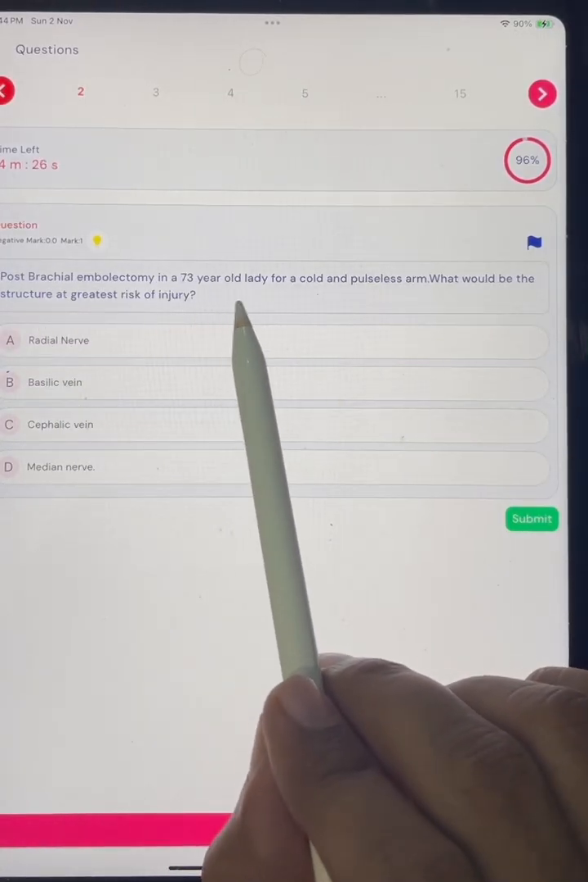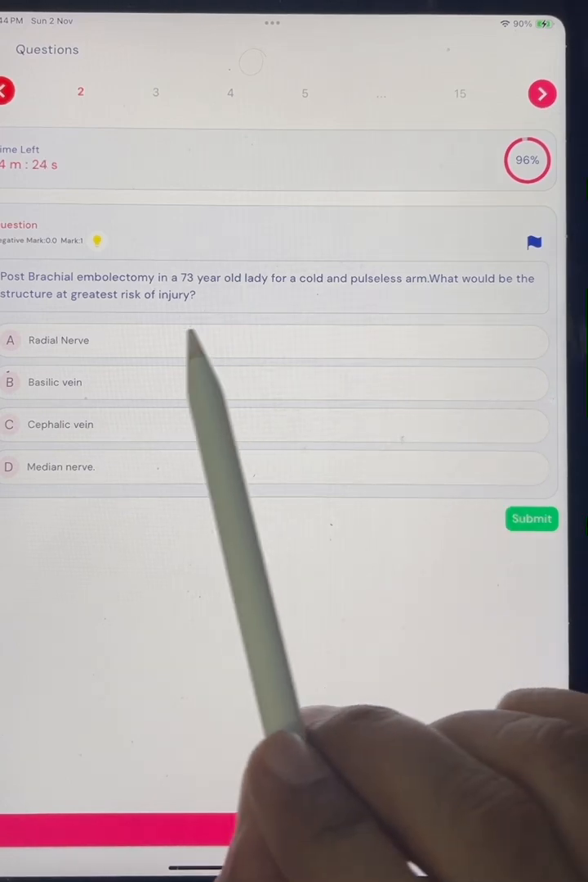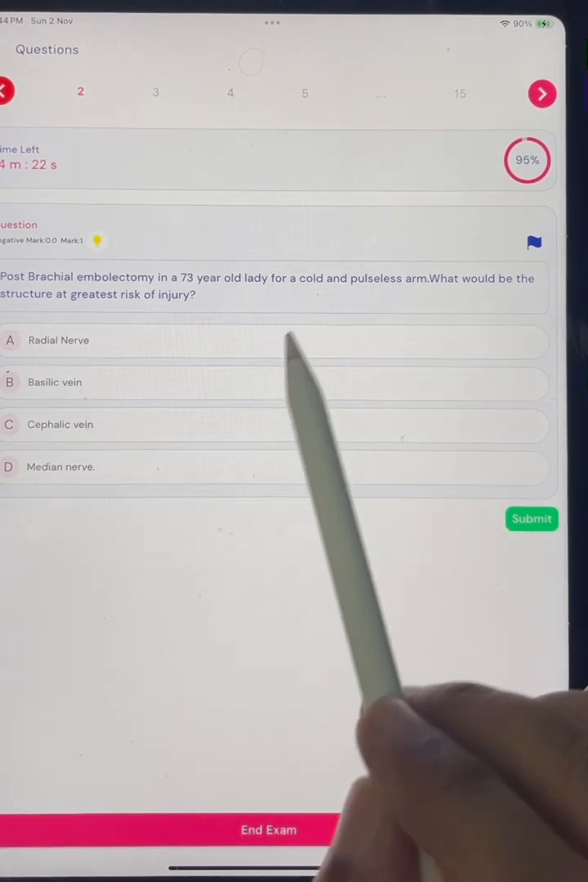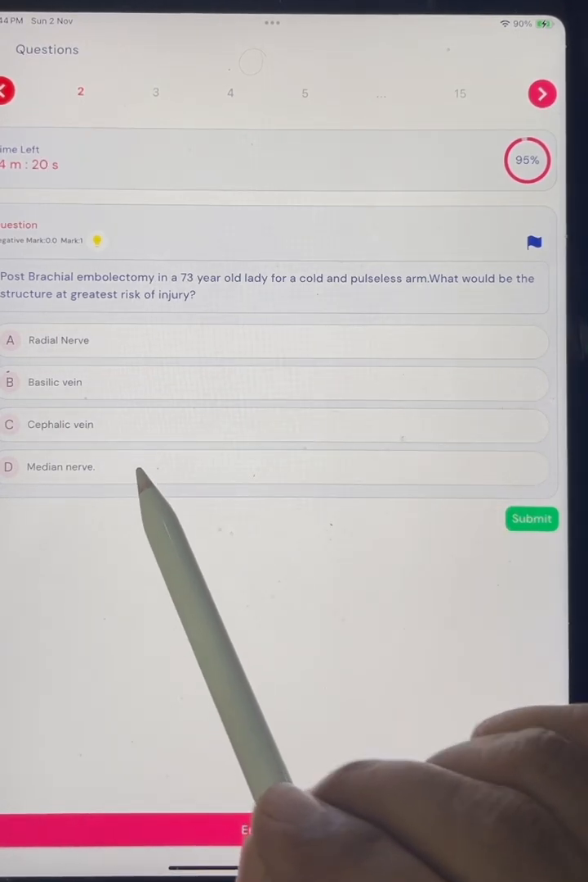Post-brachial embolectomy, 73-year-old and pulseless, what would be the structure at the greater risk? The brachial artery is very close to the median nerve.